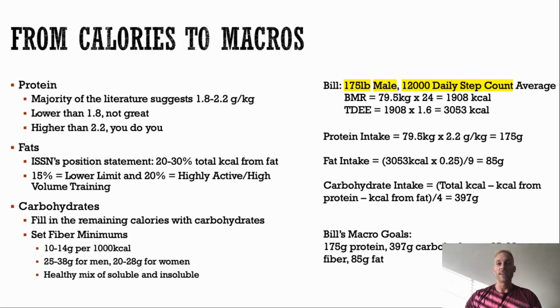Lower than 1.8, not great. Higher than 2.2, you do you. So why do I say that? Lower than 1.8, you're going to run into issues where when the calorie deficit becomes severe, you may risk losing some muscle mass. So stay above 1.8. Higher than 2.2, you do you. That's personal preference. You get people who like to eat a lot of protein. You get people that just don't really like eating that much of it. So if you want to go above it, you probably won't get any extra benefit, but your kidneys aren't going to fail and you're not going to die. Very unlikely that's going to happen.